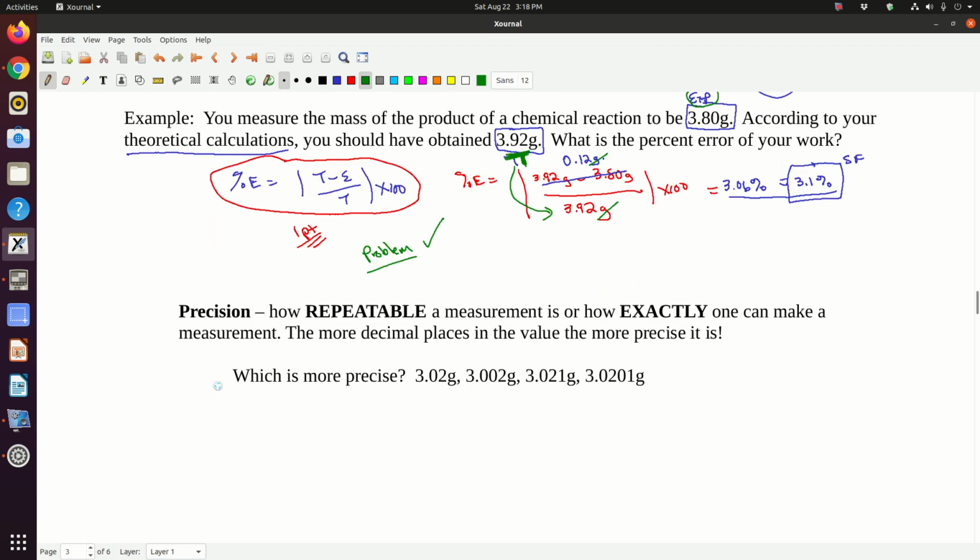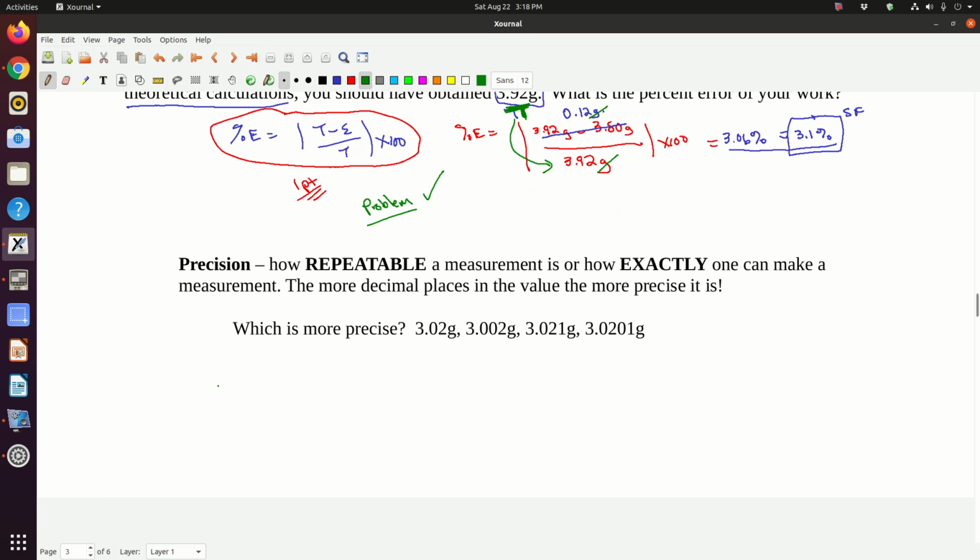Precision: how repeatable a measurement is, or how exactly one can make a measurement. So precision is two things. Do I keep getting it? That means I'm very precise. Or am I getting it to a smaller and smaller decimal place, or a smaller and smaller place value? Precision has to do with place value, decimal places or place value. So write that in your notes.